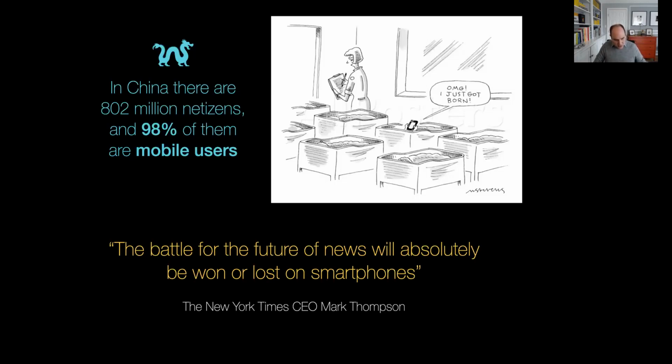That means if you are going to do public outreach of any kind of information, very likely people are going to consume that information on a smartphone, not on a desktop computer, not on a tablet, not on television, on a smartphone. That's a very relevant quote from the New York Times CEO. The battle for the future of news will absolutely be won or lost on smartphones. So then they have that digital first strategy, and now it's mobile first strategy, how to present information on smartphones.